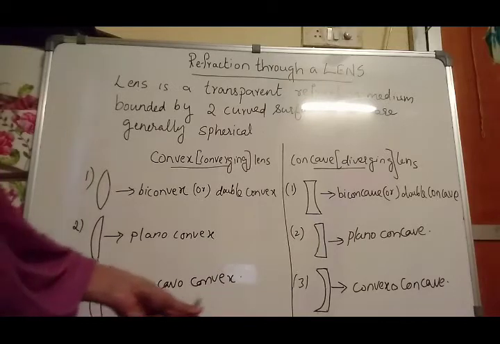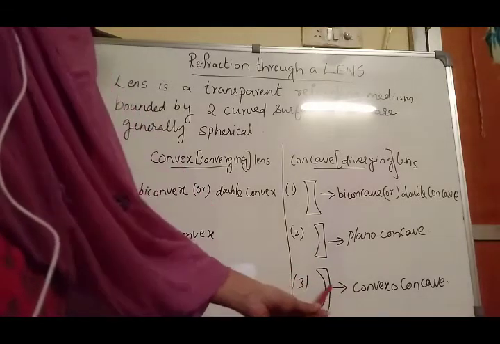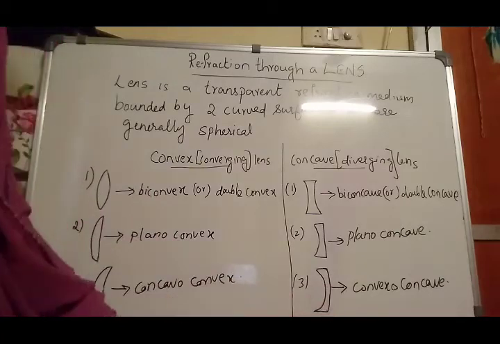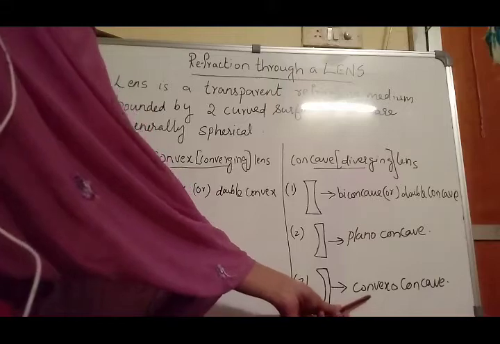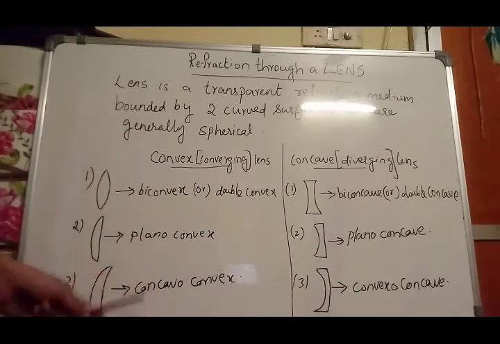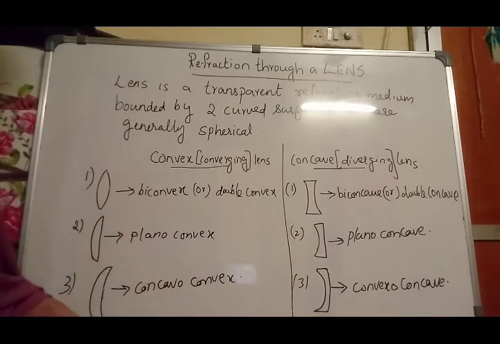For concave or convex, the middle portion will be thick and the peripheral portion will be thin. For convex or concave, the middle portion will be thin and the peripheral portion will be thick in nature. Actually, this convex or concave will be showing a diverging nature and concave or convex will be showing a converging nature when you learn the image formation.